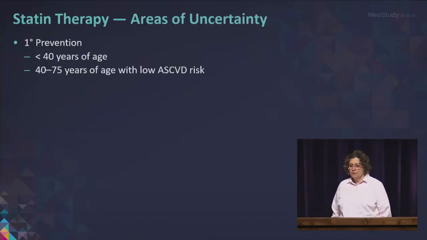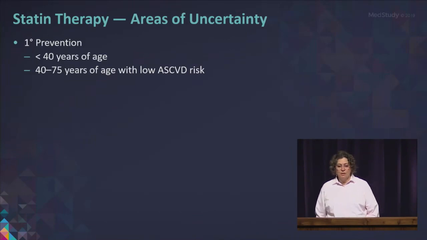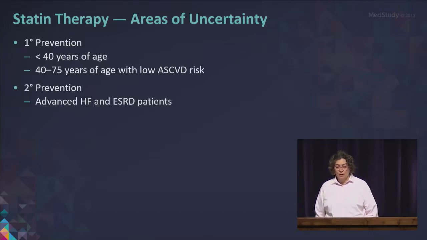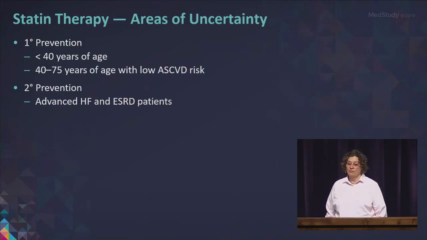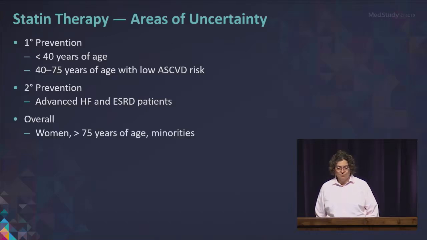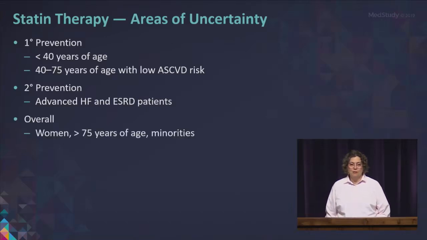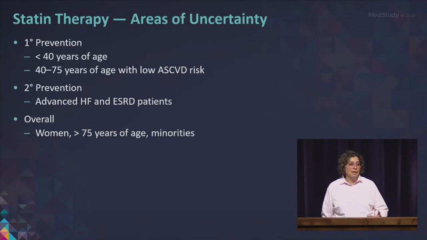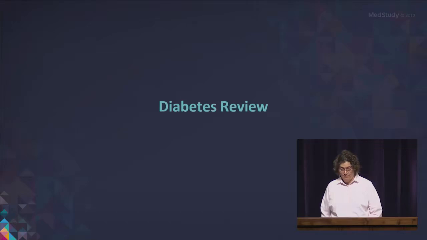So what are the areas of uncertainty? In primary prevention, it's those that are young or those that have risk, but the risk is low cardiovascular risk. In secondary prevention, you're not going to find data on end-stage heart failure, end-stage renal disease. And overall, a lot of our studies have men in them who are of younger age and predominantly white. So like many studies out there, we don't have a lot of great data representing our entire population.